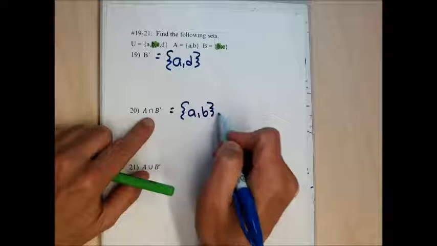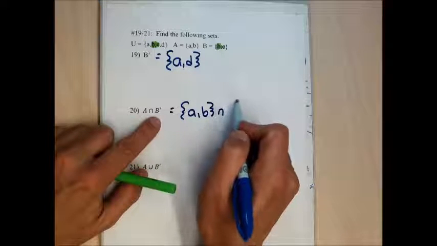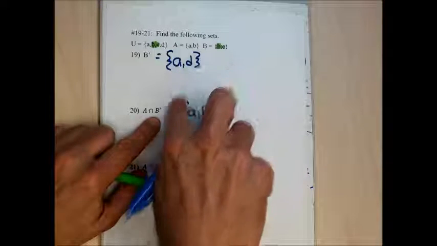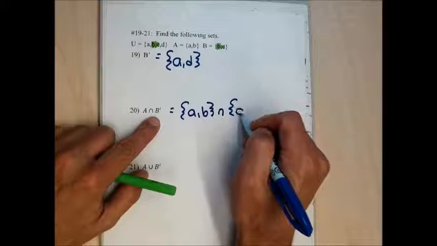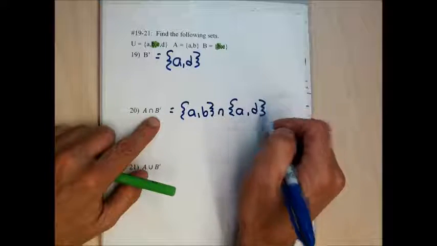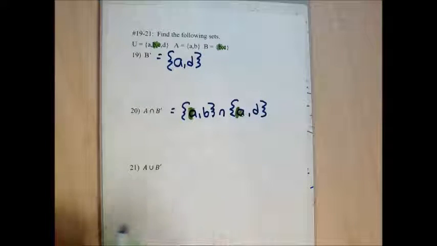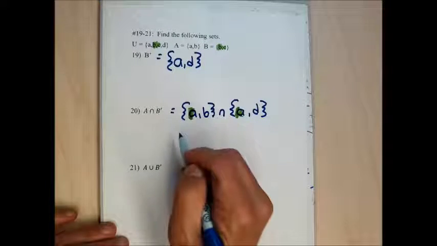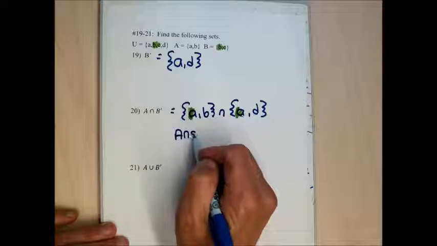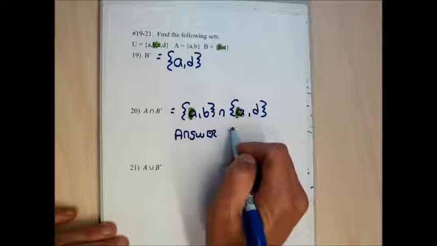I'm going to leave this intersection symbol, and then after the intersection symbol, I'm going to write what B complement is, which is a set that contains A and D. The intersection of two sets is what the sets have in common. Those sets both and only have the letter A in common. My answer to problem 20 is going to be the set that contains the letter A.